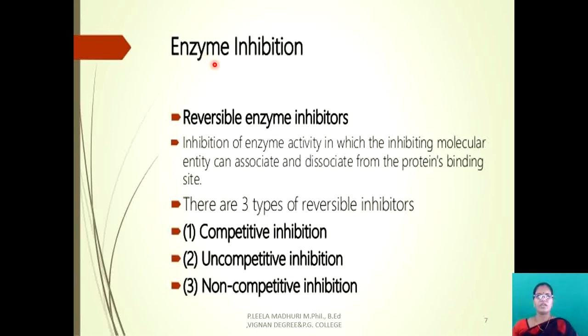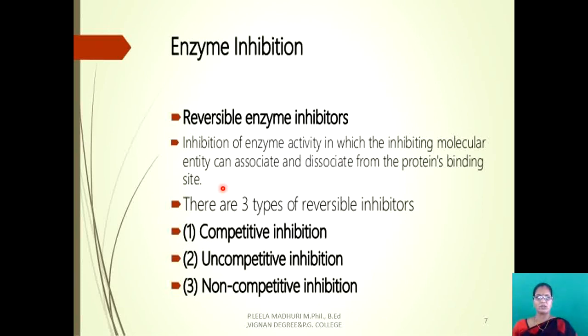Coming to the types of inhibitions and inhibitors. Let us see reversible enzyme inhibitors. Inhibitors are the substances which inhibit enzyme catalysis. In reversible inhibition of enzyme activity, the inhibiting molecular entity can associate and dissociate from the enzyme binding site, that is, from the active site.